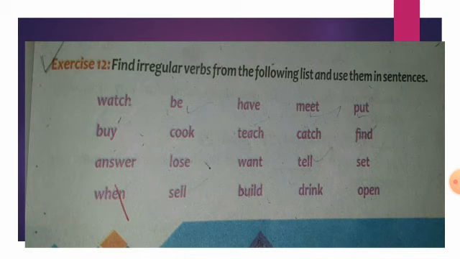You know very well that irregular verbs are those, for example, be, been, been. The ones which have the ed form, for example, watch, watched, watched. So it is a regular verb. Be is an irregular verb. Have, had, had. It is an irregular verb. Meet, met, met. Irregular verb. Put. Irregular verb. Buy, bought, bought. Irregular verb. Now cook is a regular verb.